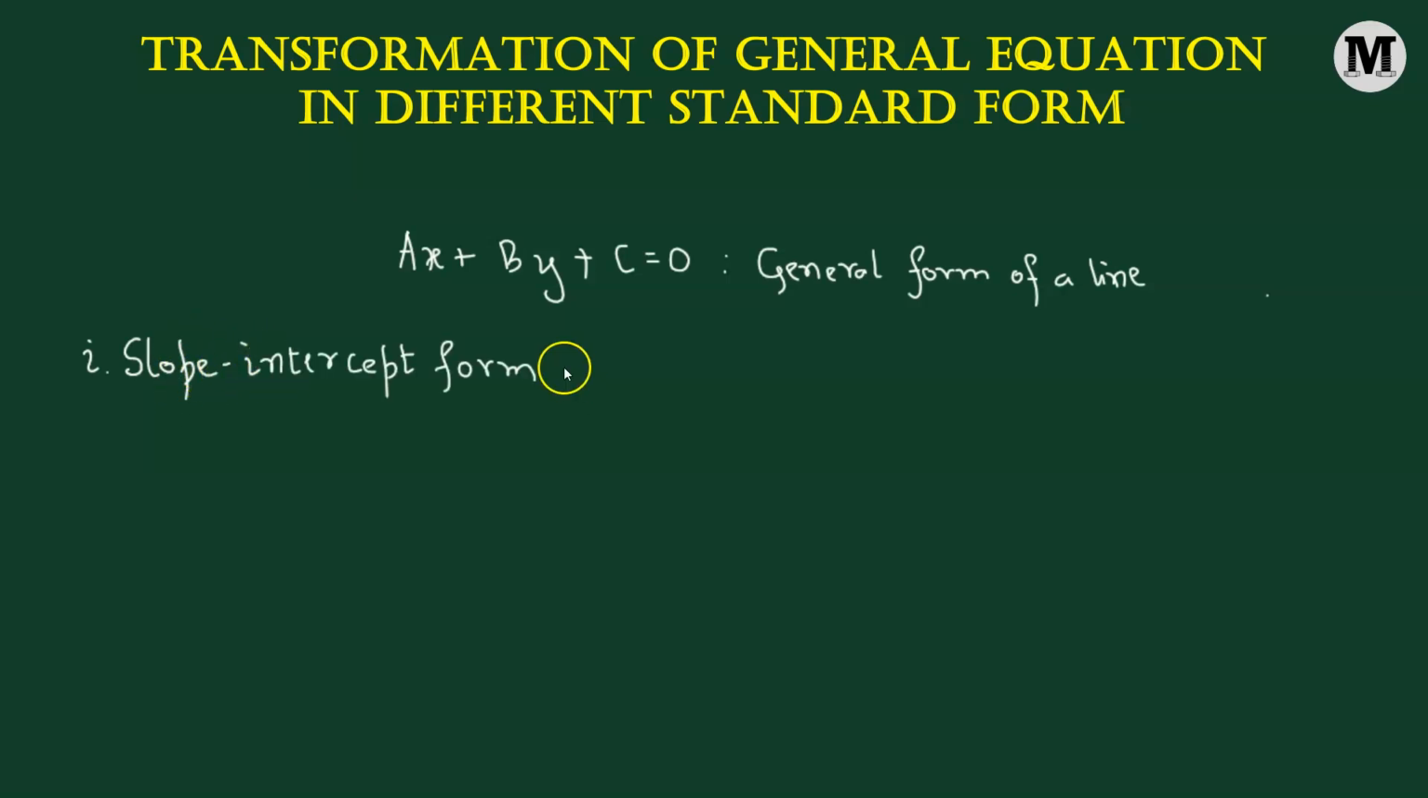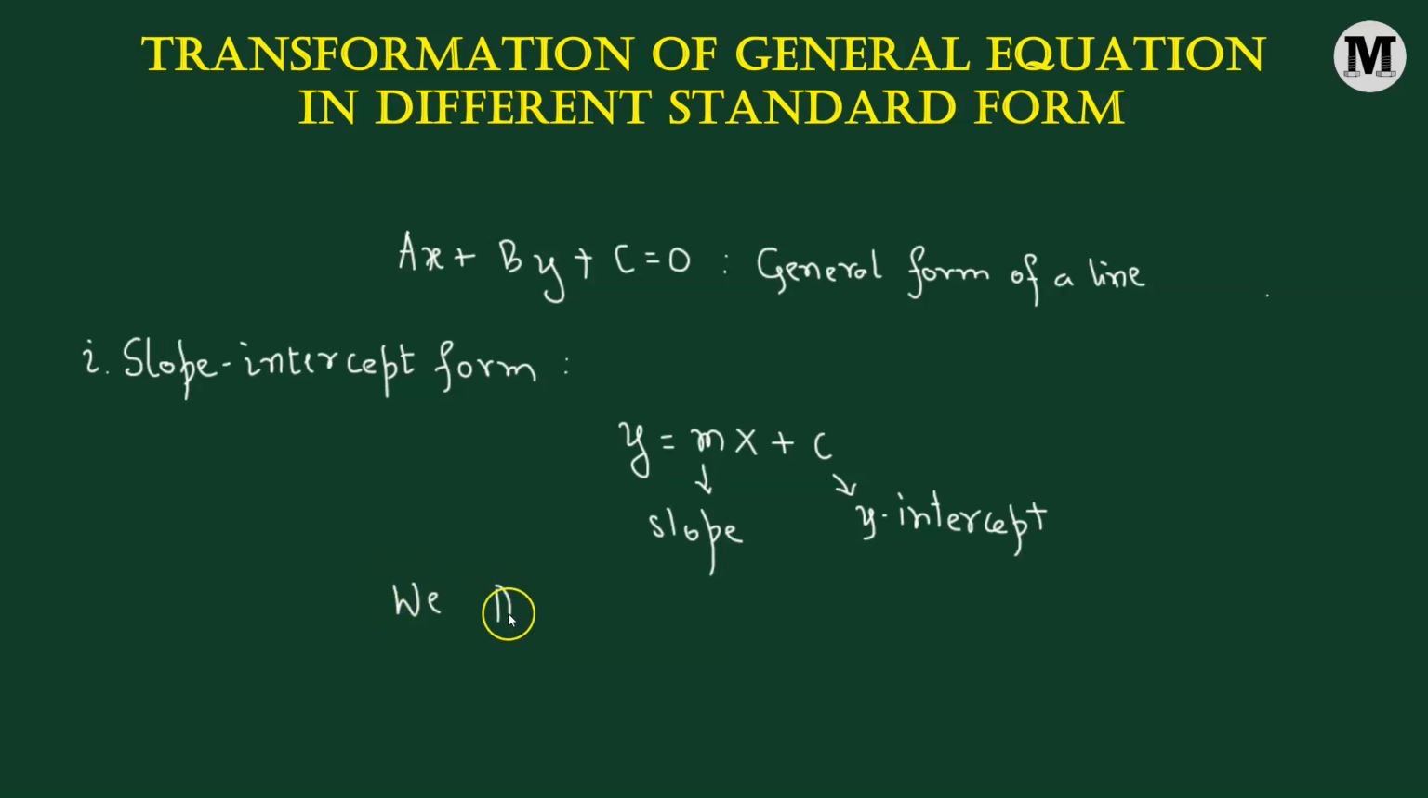a line. Now we will have to remember that the slope-intercept form of a line is given by y equals to mx plus c. So here m is going to be the slope of the line, and c here represents the y-intercept of the line. So we'll take the general form of the equation. So what we have here is ax plus by plus c equals to 0. We're going to keep the second term as it is, but we will transpose the first and the third term to the right hand side.